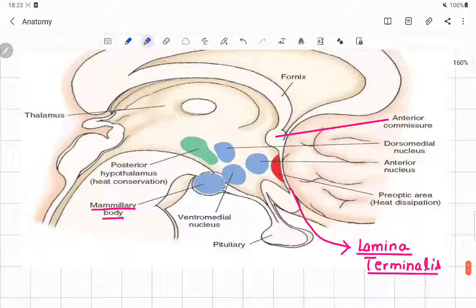This is the general diagram of the hypothalamus. It consists of a large number of nuclei. We will be looking at each of these nuclei further. This thin structure located right here is called the lamina terminalis, and this bulge or protuberance of the lamina terminalis on the anterior side is called the anterior commissure.